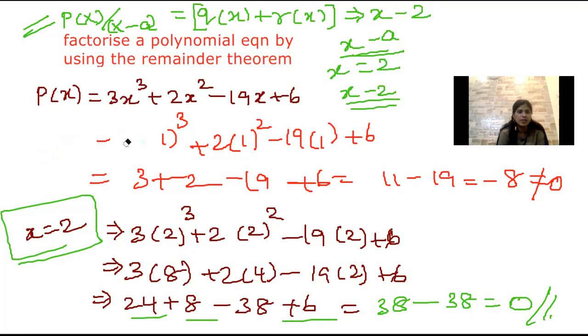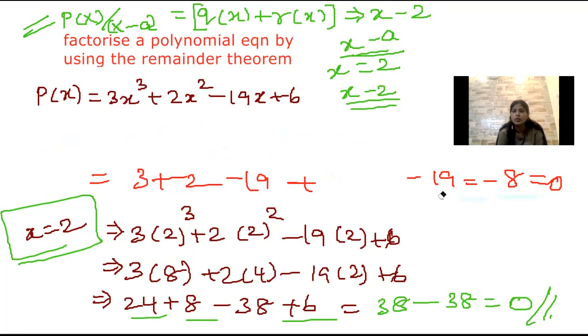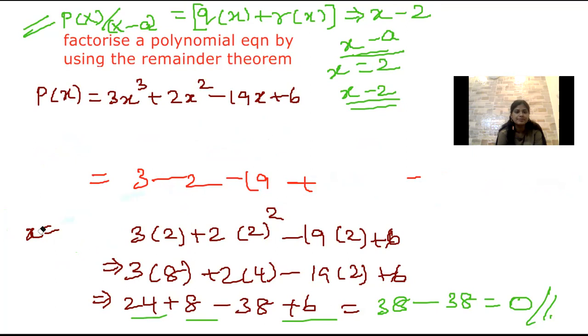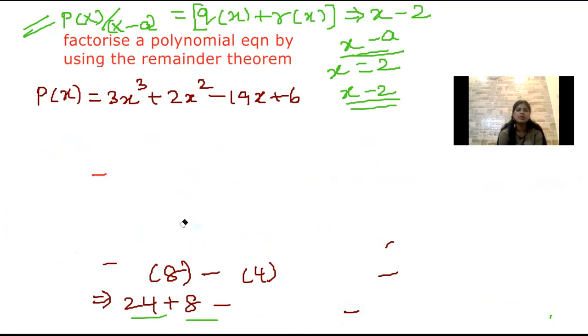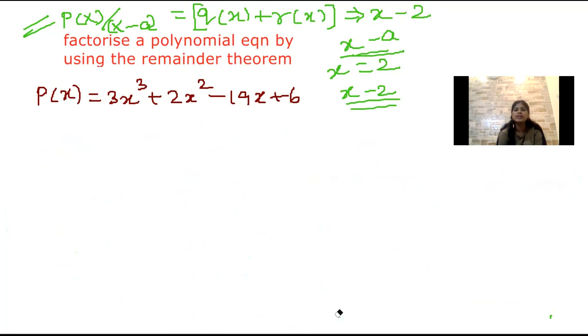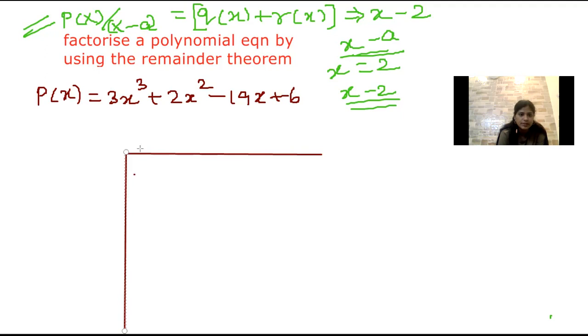Please be patient. Let me erase these because I don't want to erase the thing completely. So step 2 is we're going to apply the remainder theorem to the polynomial equation, and our divisor is going to be the factor. First thing is you have to draw a line like this, a horizontal line and a vertical line.